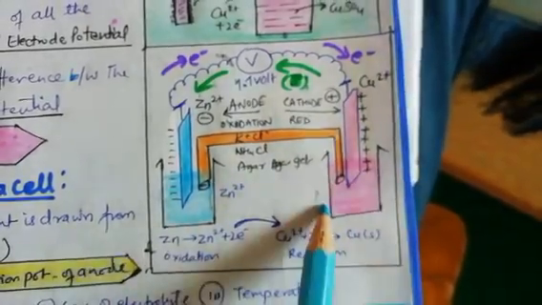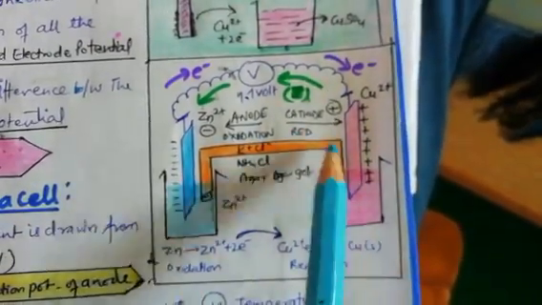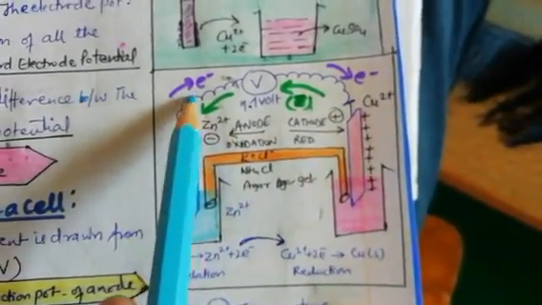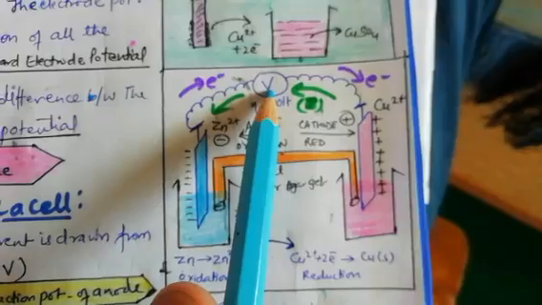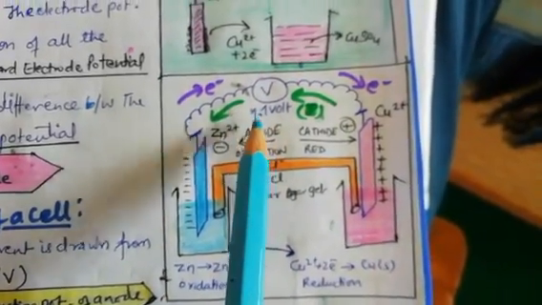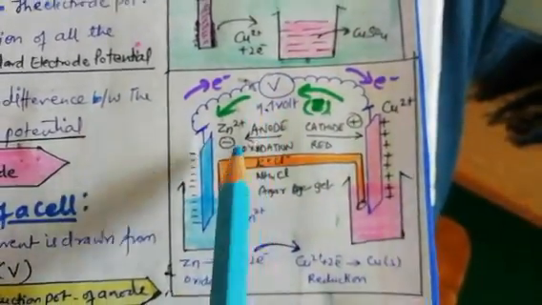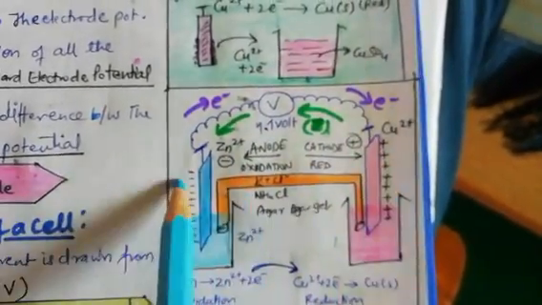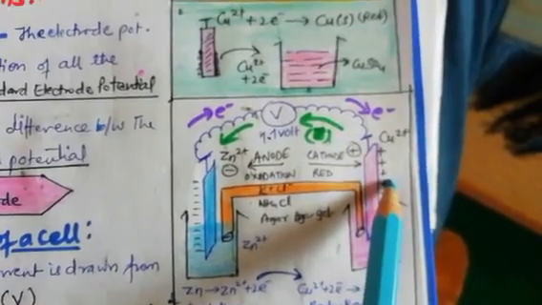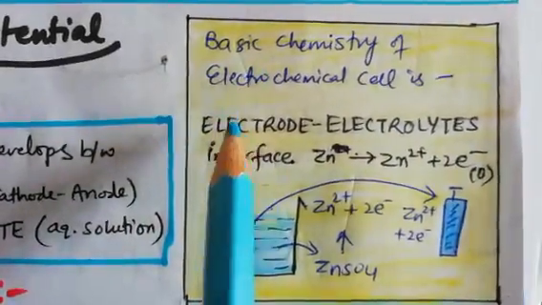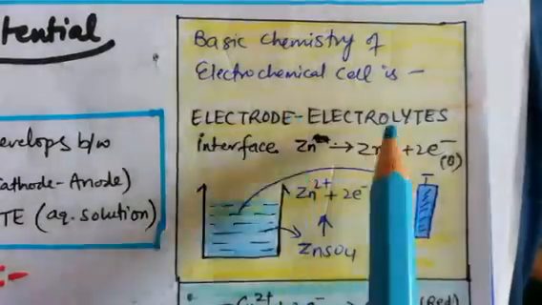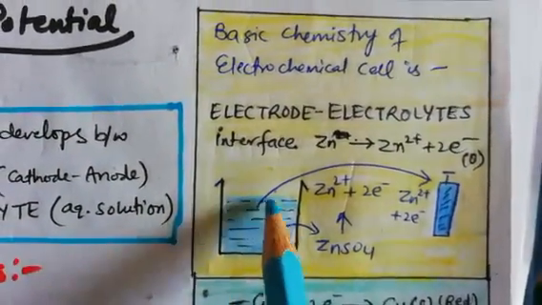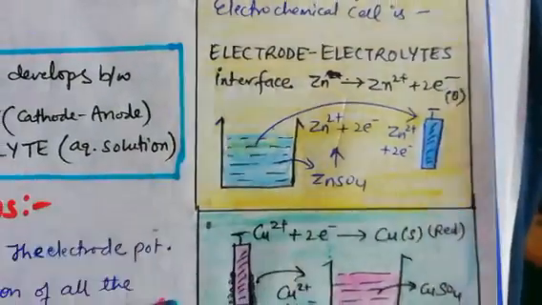This is zinc sulfate, this is copper sulfate, suppose, and two electrodes are immersed in them, a zinc electrode in zinc sulfate and a copper electrode in copper sulfate. These electrodes are connected with a wire, and a voltmeter is there to measure the cell potential, that is, how many volts this cell is going to generate. It totally depends upon the concentration and the amount of electron transfer from this side to that side. Clear? So basically we studied the basic chemistry of an electrochemical cell, in which there is an electrode electrolyte interface, meaning how many electrons are transferring from electrolyte to electrode and from electrode to electrolyte.